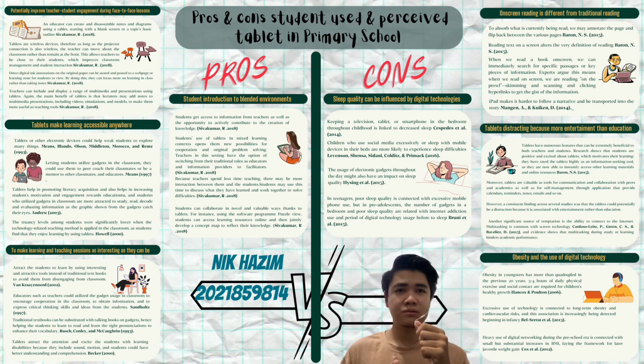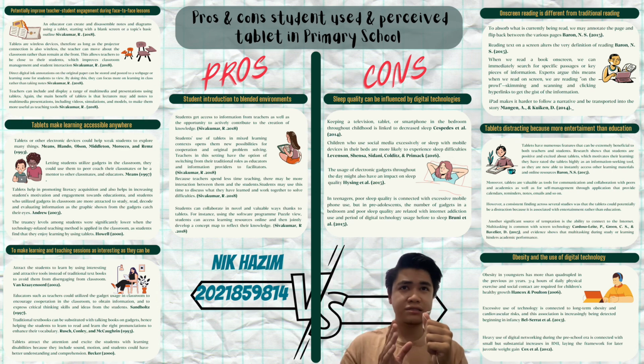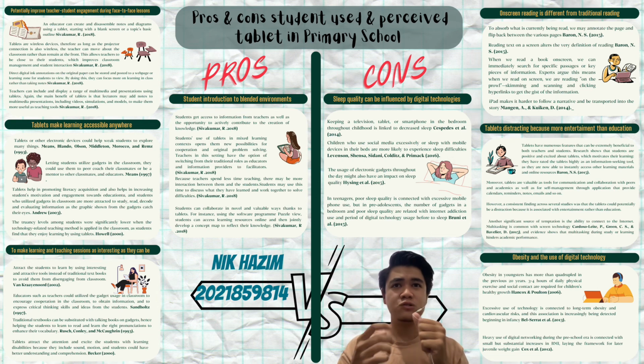Obesity also is one of the negative effects of using the tablet. Regarding the article that I have researched, Hancock and Polton 2006 said that obesity in youngsters has more than quadrupled in the previous 20 years. 3 to 4 hours of daily physical exercise and social contact are required for children's healthy growth.